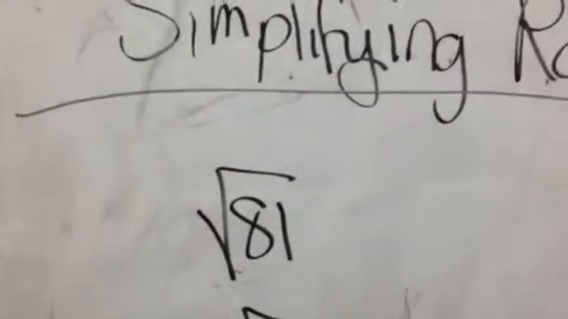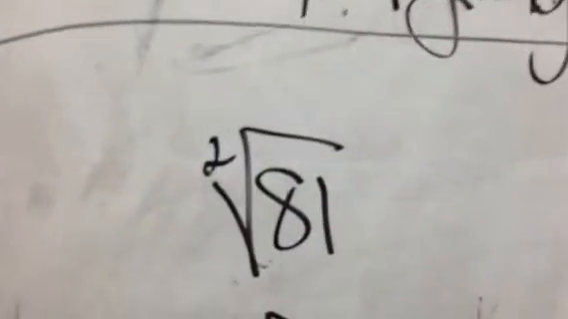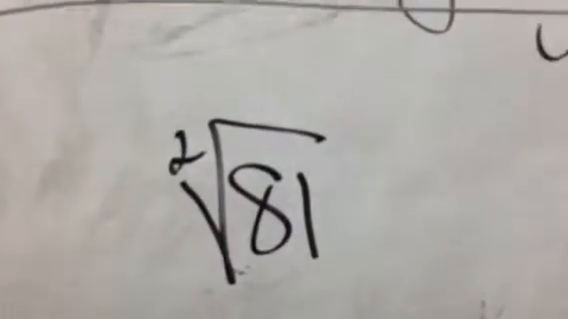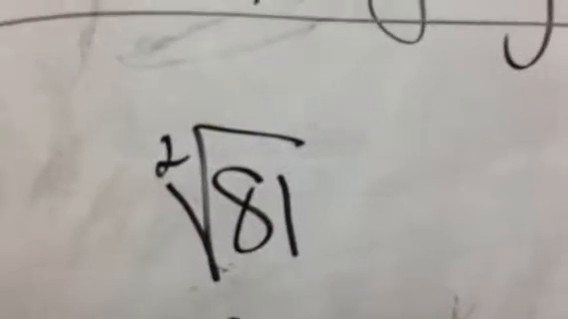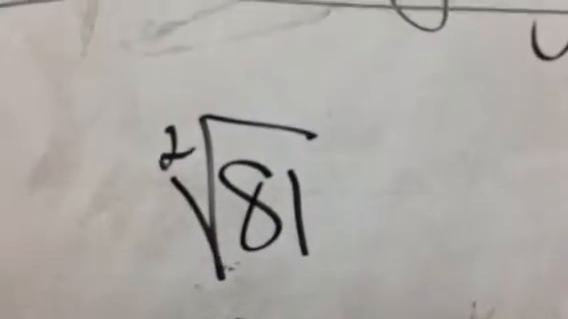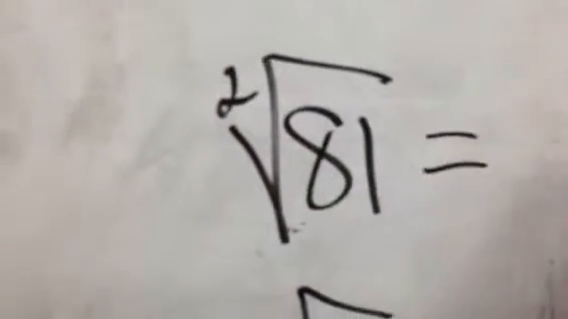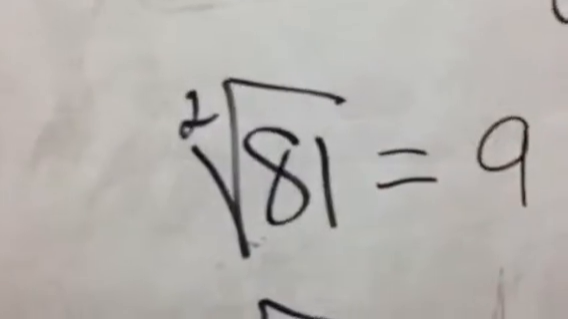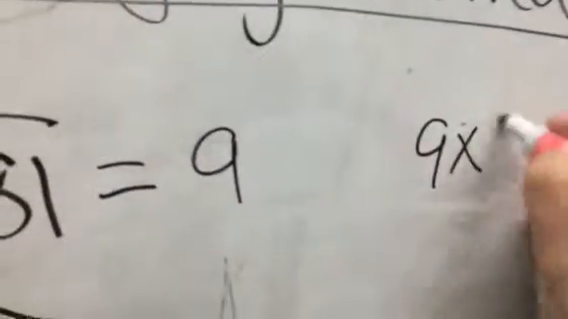So what we're going to do now, when you see the square root of 81, what you don't realize is that there's a little 2 there understood. We say the square root of 81 because we're looking for a number that is multiplied by itself to figure out what the answer is. So the square root of 81 is 9 because 9 times 9 equals 81.